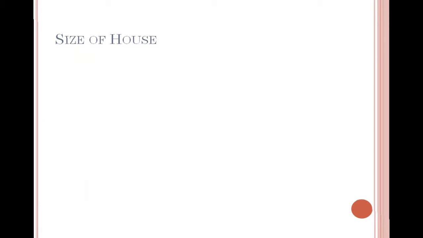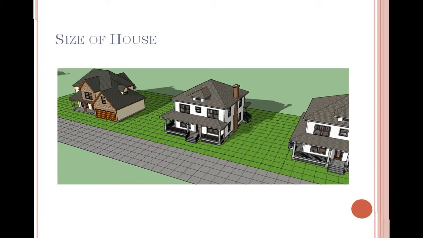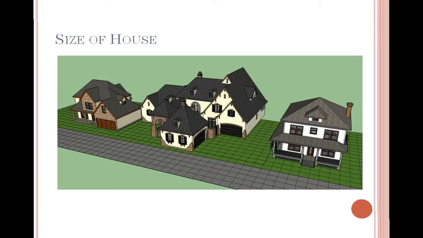The size of the house. This is, again, related to green space. So the bigger your house is on your lot, the harder it's going to be to manage the water. So we have just our little house here, and then a medium-sized house, and then a mansion. You can just see how hard it is to really manage the water.